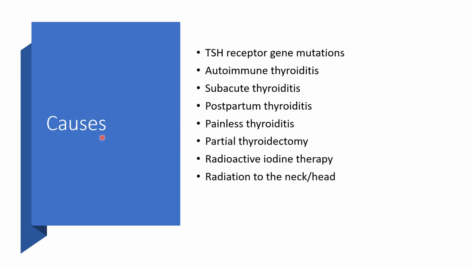Causes of subclinical hypothyroidism: thyroid-stimulating hormone receptor gene mutations, autoimmune thyroiditis, subacute thyroiditis, postpartum thyroiditis, painless thyroiditis, partial thyroidectomy, radioactive iodine therapy, and radiation to the neck or head region.